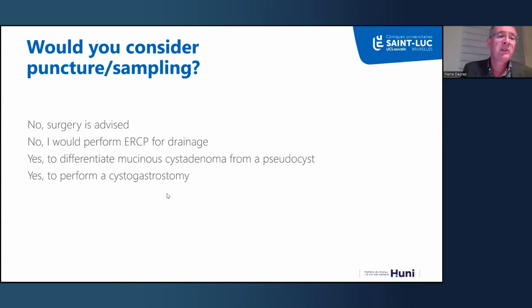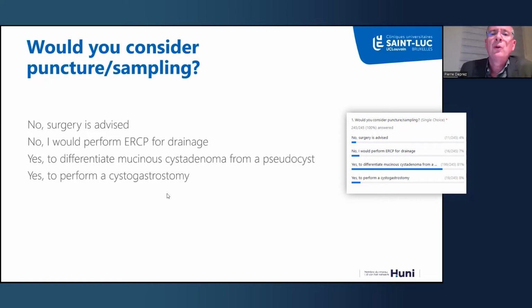No, I would perform ERCP for drainage, or we try to put stents close to the cyst. Yes, to differentiate mucinous cystadenoma from a pseudocyst. Yes, to perform a cyst gastrostomy, and I would place a stent in the cyst after puncture. I did not put ablation here because we really need diagnosis before going for any ablation attempt.